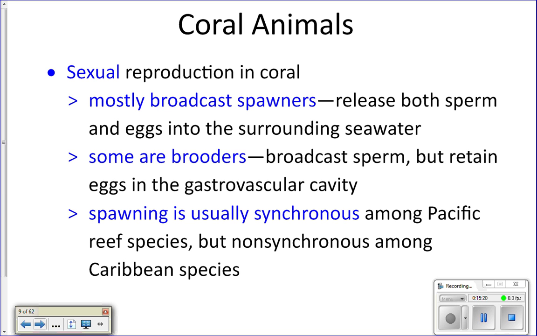In Caribbean species of corals, they have asynchronous spawning, so certain kinds of coral will spawn on different nights. All right.